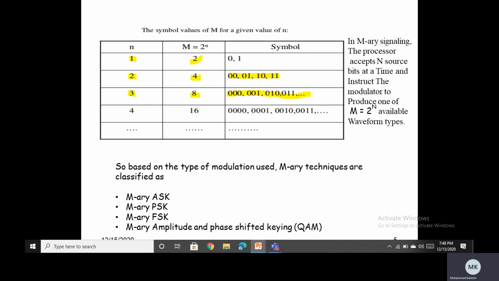So based on the type of modulation used, M-Ary techniques can be classified as M-Ary amplitude shift keying, M-Ary phase shift keying, M-Ary frequency shift keying, and the last is M-Ary amplitude and phase shift keying, which is also called QAM. QAM we will discuss in detail in the next lecture, but keep in mind if it is amplitude shift keying, then we keep the phase and frequency constant, while in phase shift keying we keep the amplitude and frequency constant, and in frequency shift keying we keep the amplitude and phase constant. While in QAM we have two variables to represent the data.